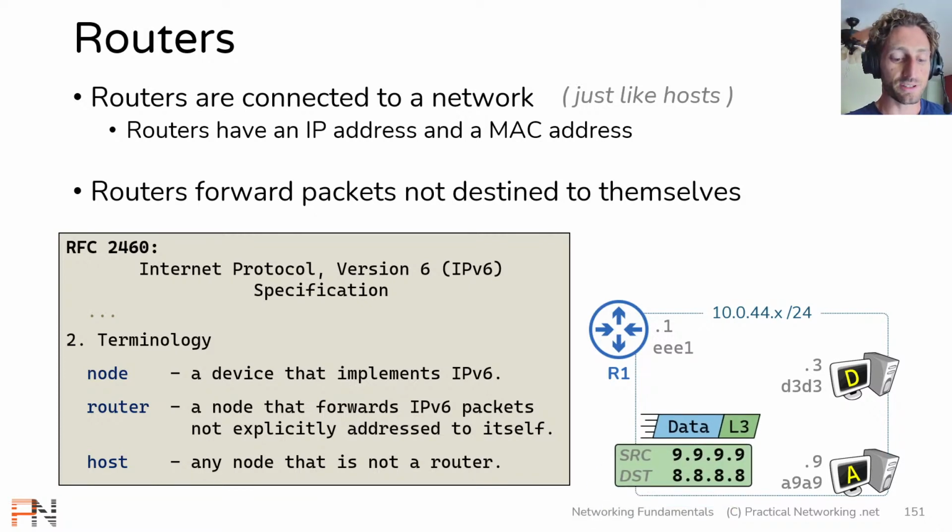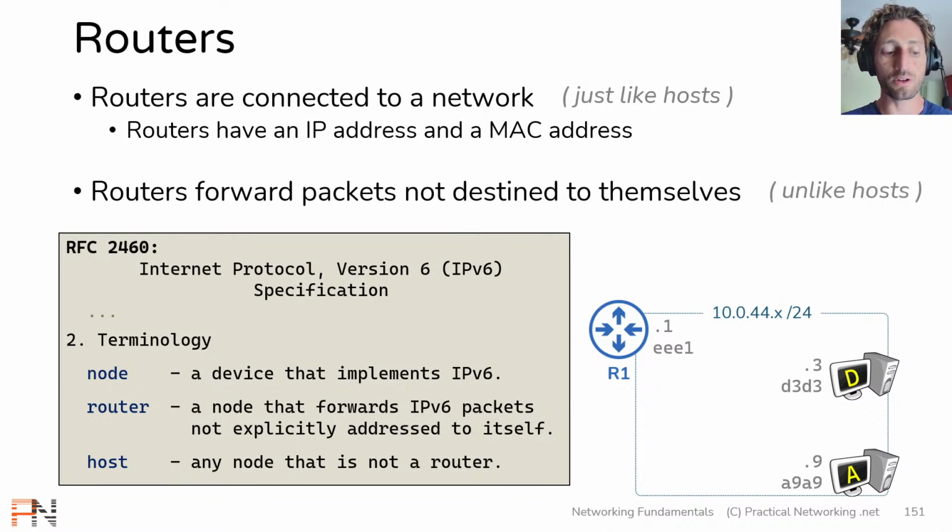Meaning, if this packet were to show up on host D, it would look at the destination IP address and see 8.8.8.8 and be like, oh, that's not me, I'm just going to drop this packet. But if this router were to receive this packet, this router would look at the destination IP address and be like, oh, that's not me, but let me see if I can figure out how to get this to 8.8.8.8. That is the difference between hosts and routers, is that routers are going to try to forward packets not destined to themselves.